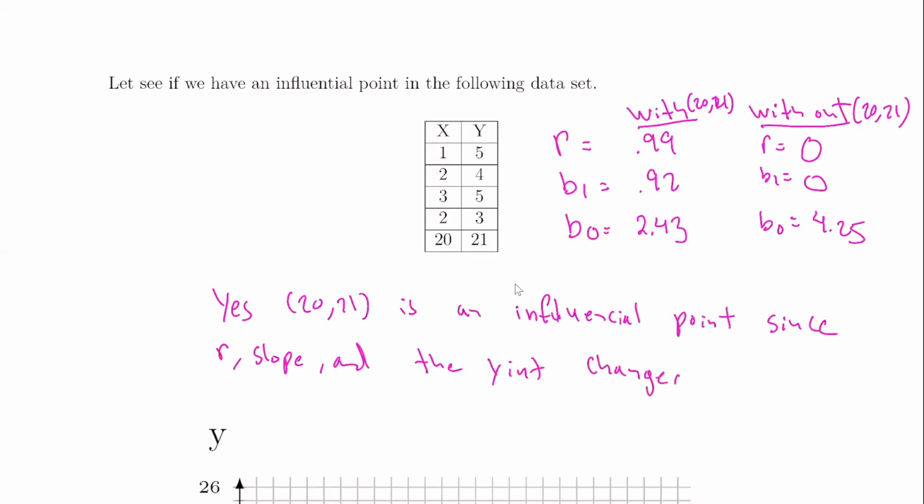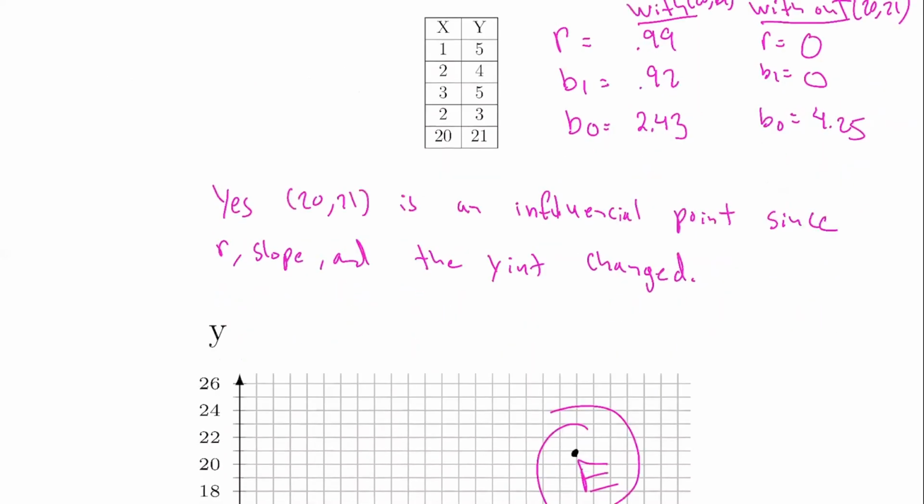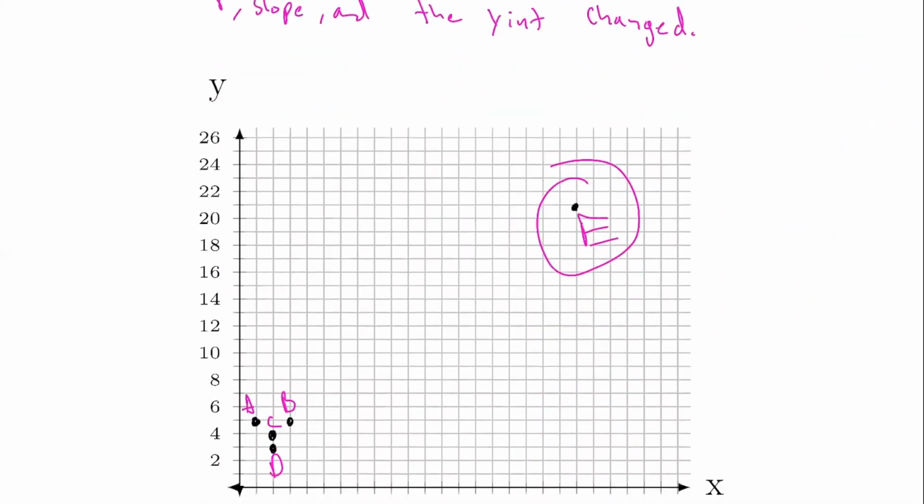So say yes, (20, 21) is the influential point since r, the slope, and the y-intercept change drastically. And that's it for influential point. Any question in regard to influential point? All right, so let's go down.